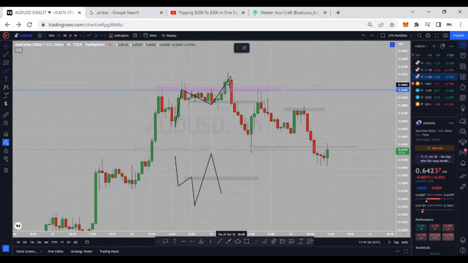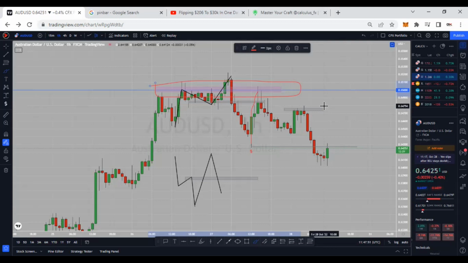Now on the setup that we took here, you can see that when the pullback came, it came into this purple zone. That was the zone I was expecting the market to come into. I have this blue line which acts as a confluence. It's basically a psychological level, which is the 0.6500. It's a very strong psychological level, which I expected the market not to go above, and you can see the market came exactly to that level right here and started dropping.